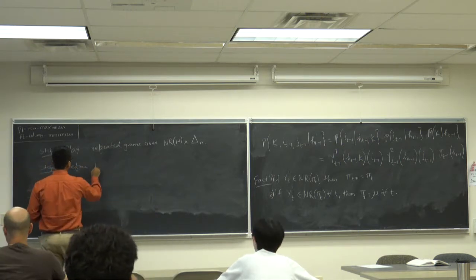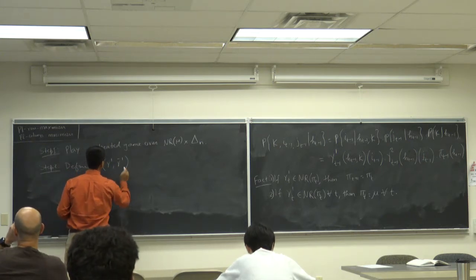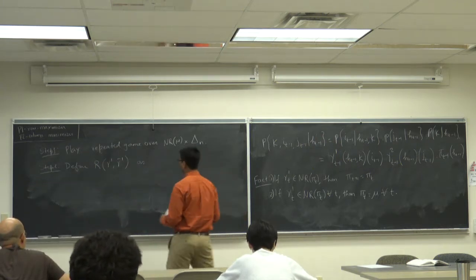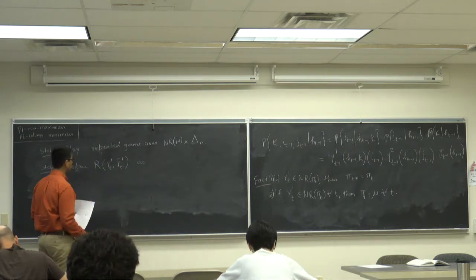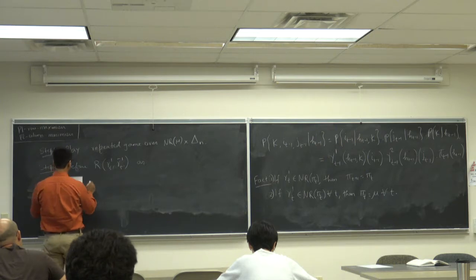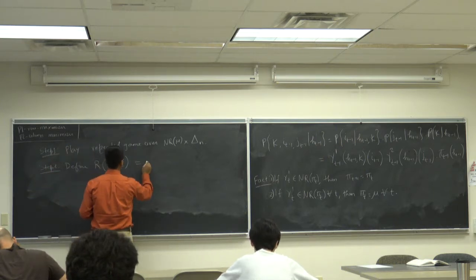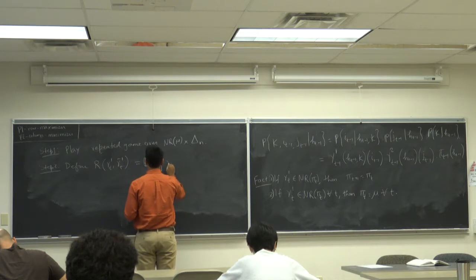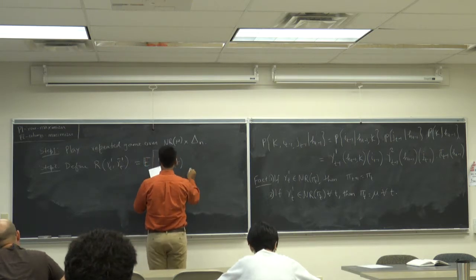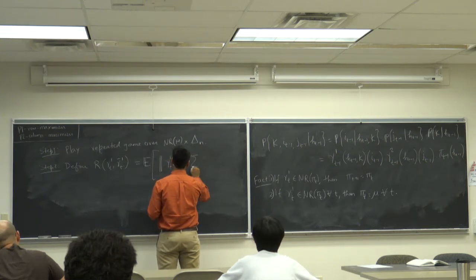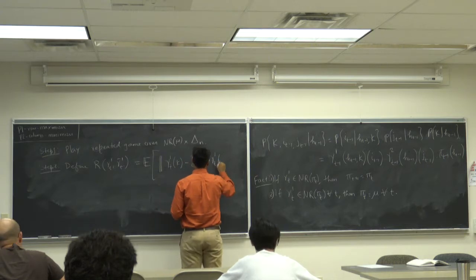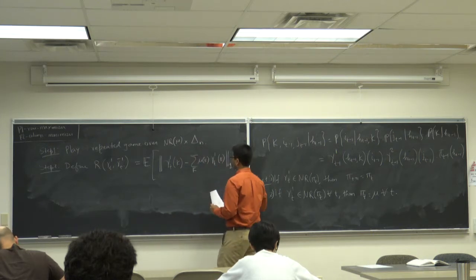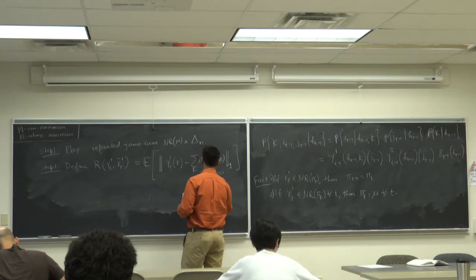Step 2: define R of gamma 1 bar. Let me say gamma 1t, and gamma 1t bar as equal to the expected value of the one norm of gamma 1t k minus the summation of mu k gamma 1t k, summed over all k. And I'm going to define this as gamma 1 bar t.